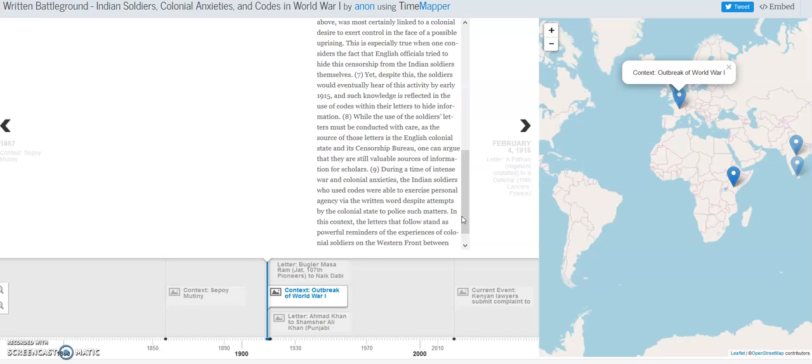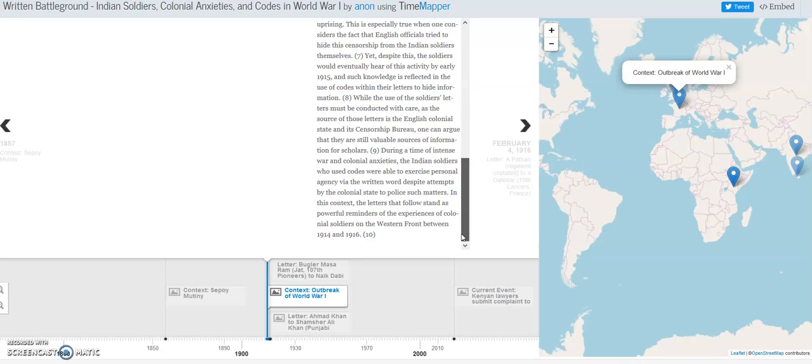While the use of the soldiers' letters must be conducted with care, as the source of these letters is the English colonial state and its censorship bureau, one can argue they were still valuable sources of information for scholars. During a time of intense war and colonial anxieties, the Indian soldiers who used codes were able to exercise personal agency via the written word, despite attempts by the colonial state to police such matters. In this context, the letters that follow stand as powerful reminders of the experiences of colonial soldiers on the Western Front between 1914 and 1916.